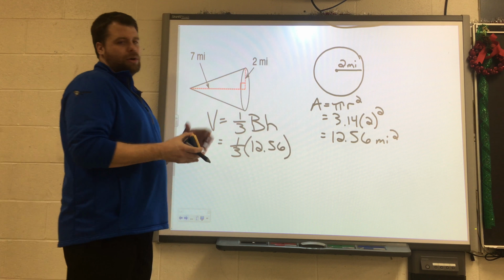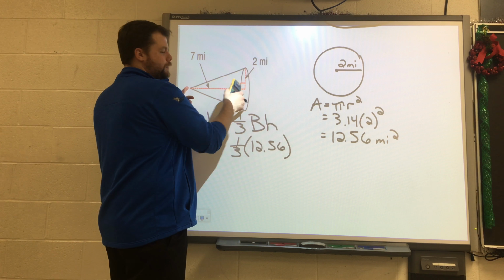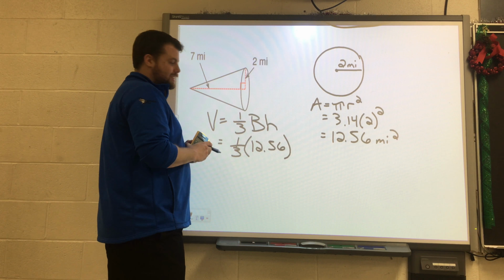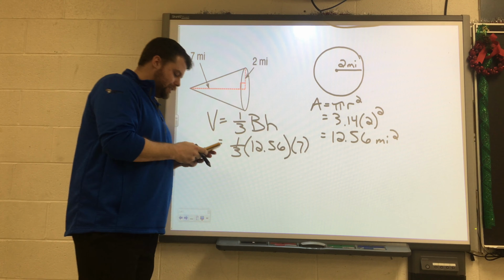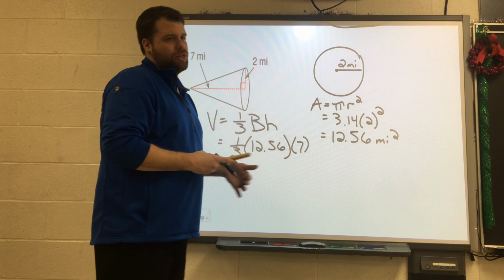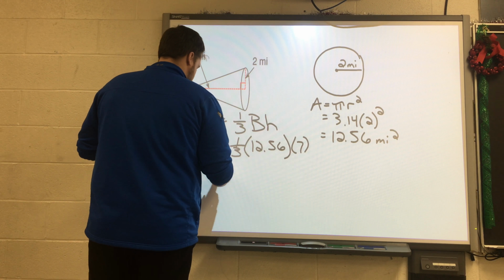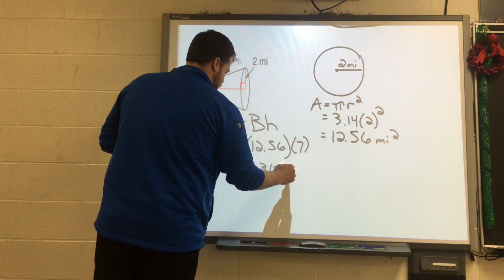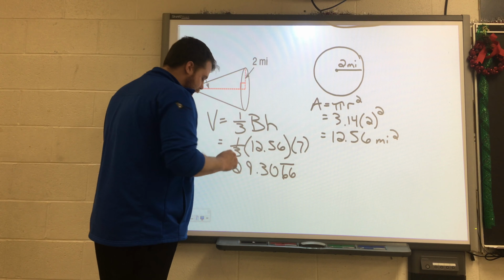And then my height, even though it's laying on its side, the height still goes from the center of the bottom to the vertex at the top. And it meets at a 90-degree angle. So the height is 7 miles. So I'll multiply 12.56 times 7. And then, like I said, instead of multiplying by 1/3, you could just divide by 3. Same thing. And I get 29.3066, well, 6 repeating. So now I'm going to round that to the tenths place.